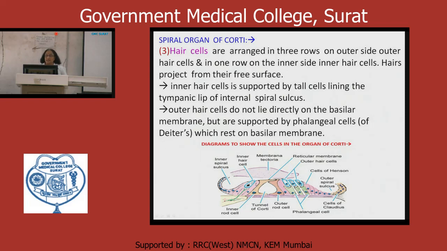These hair cells project from their inner free surfaces. Now look at the diagram. The inner hair cells are supported by tall cells lining the tympanic lip of the internal spiral sulcus. I told you about that. The internal spiral sulcus is a thickening of connective tissue, the periosteal portion, which gives the 2 lips. One is called the vestibular lip and one is called the tympanic lip. Now you can see the inner spiral sulcus and the outer spiral sulcus.